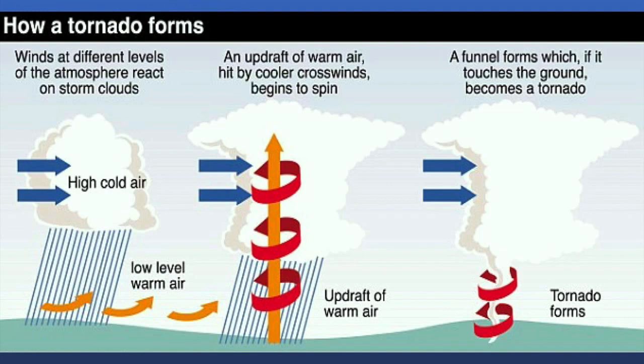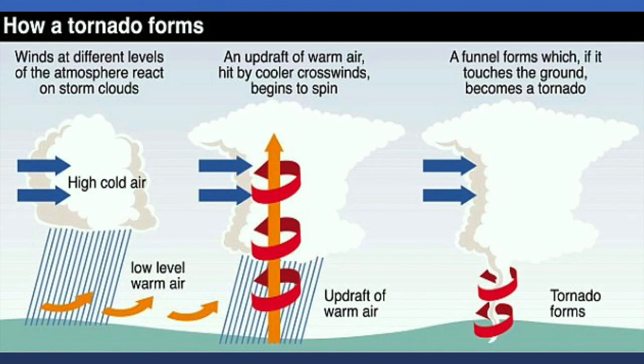And as the air is rising, crosswinds start to spin it, start to give it rotation. And that rotation is what forms a tornado. And tornadoes are associated with severe thunderstorms that produce high winds, heavy rains, and hail.